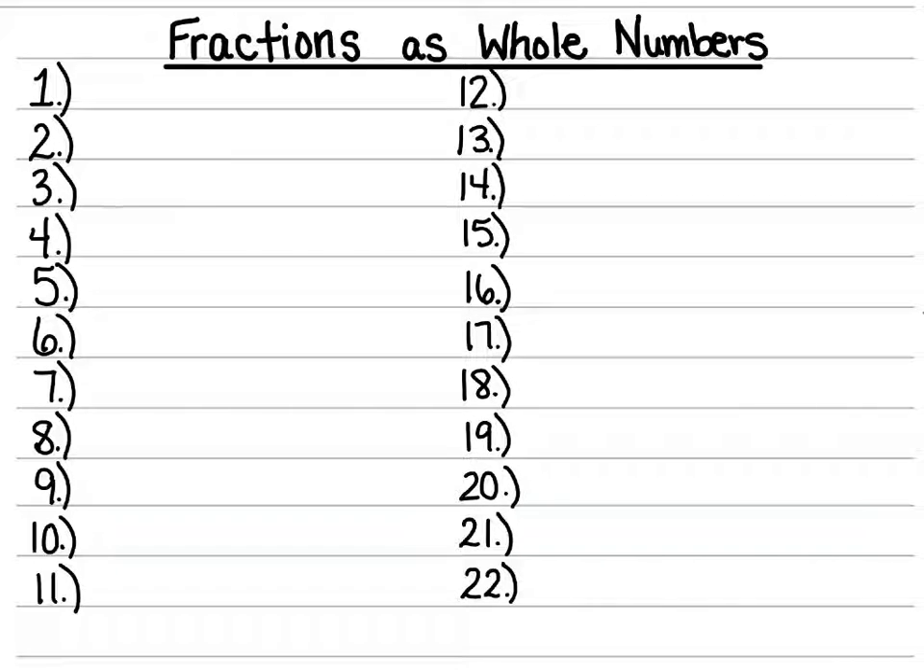Now, I'm going to say a fraction and you're going to write it down. Then you're going to put an equal sign and write a division equation and then find the quotient, the answer. Let's do a couple together. I'm going to say number 1 and then I'm going to say a fraction. 6 halves. So next to number 1, you write 6 halves.